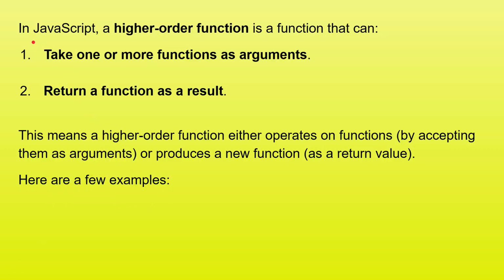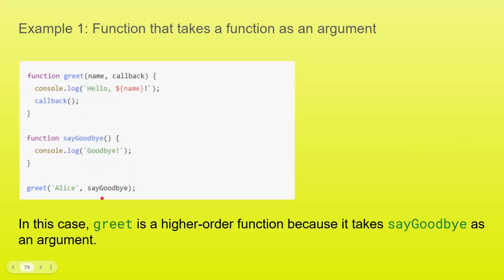In JavaScript, a higher order function is a function that can take one or more functions as arguments, or return a function as a result. This means a higher order function either operates on functions by accepting them as arguments or produces a new function as a return value. Here are a few examples.